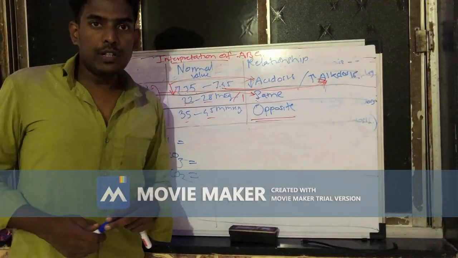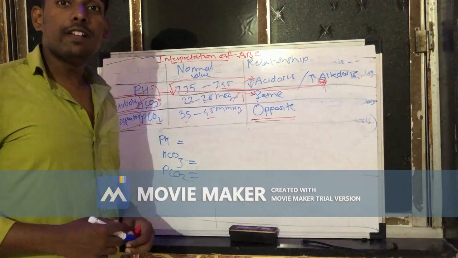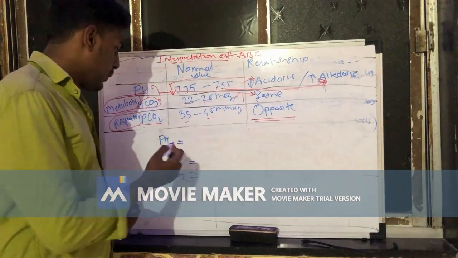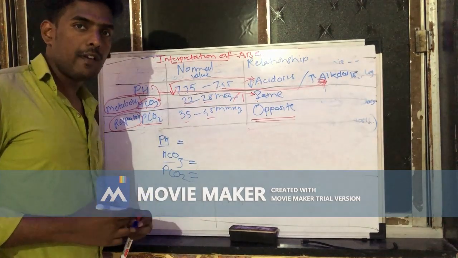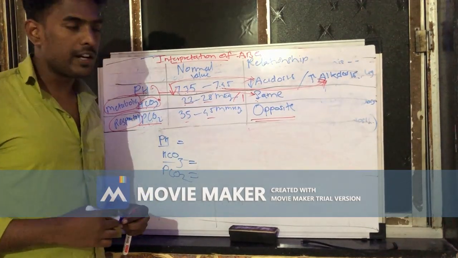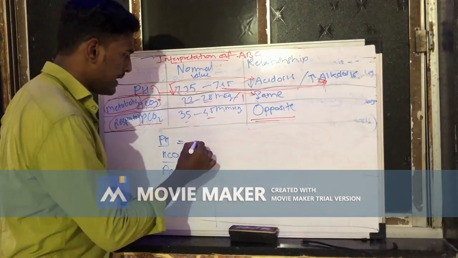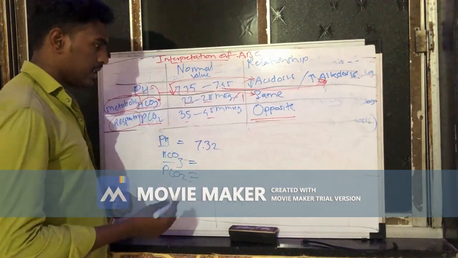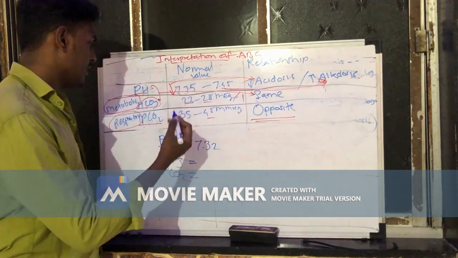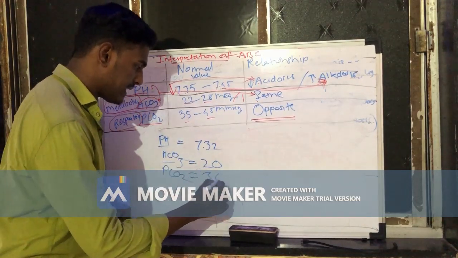Here you understood the basic principles of ABGs. Now we will start the interpretations. We understood what pH, SCO3 and PCO2 are, their normal values and their relationships. So we will go for one example. Consider the pH of the blood is 7.32, SCO3 is 20 and PCO2 is 36.